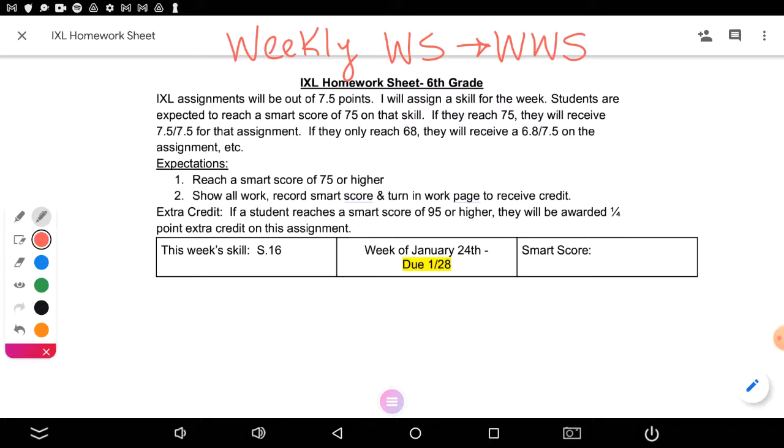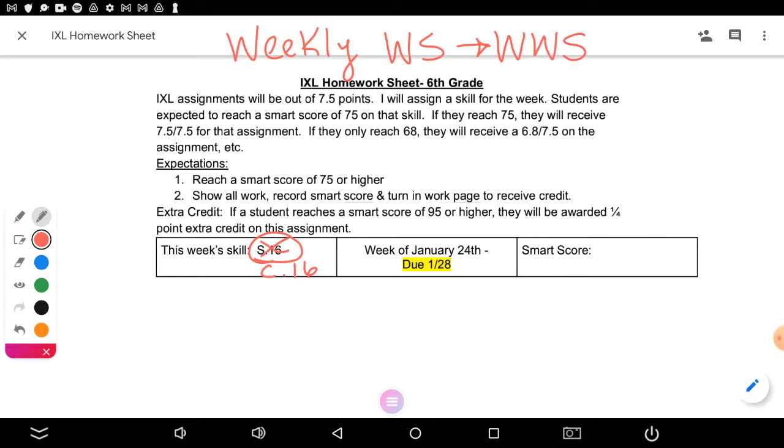Okay, so this one, when you get one that looks like this, that means your weekly worksheet is an IXL skill. If you did the extra credit, it's kind of like that. If you did the extra credit, I'll collect that in a minute, okay? So this week's weekly worksheet for you guys has a skill written right there. What is the skill that you guys see? C16? So you don't see that, you see C.16.